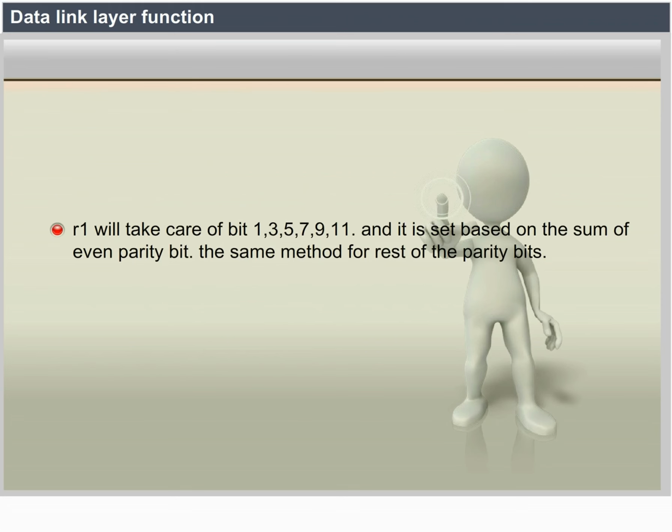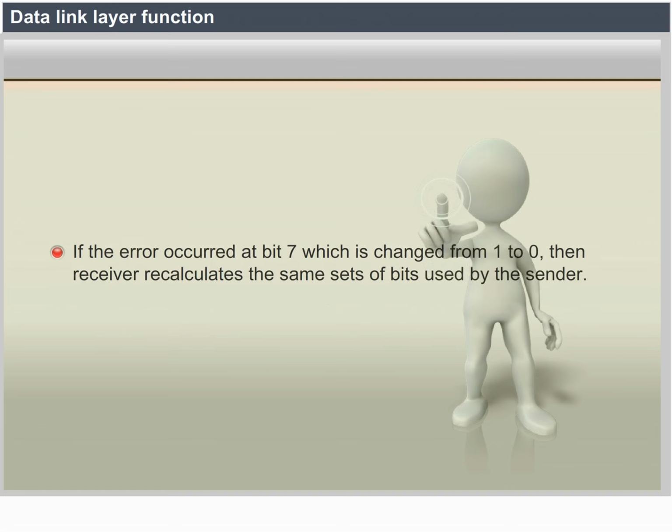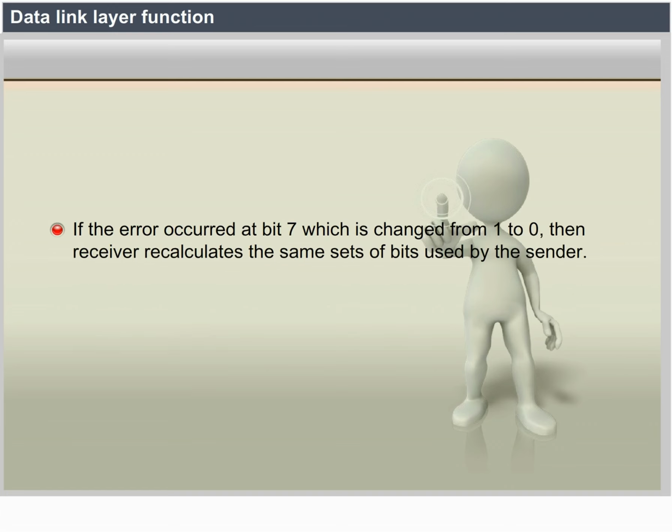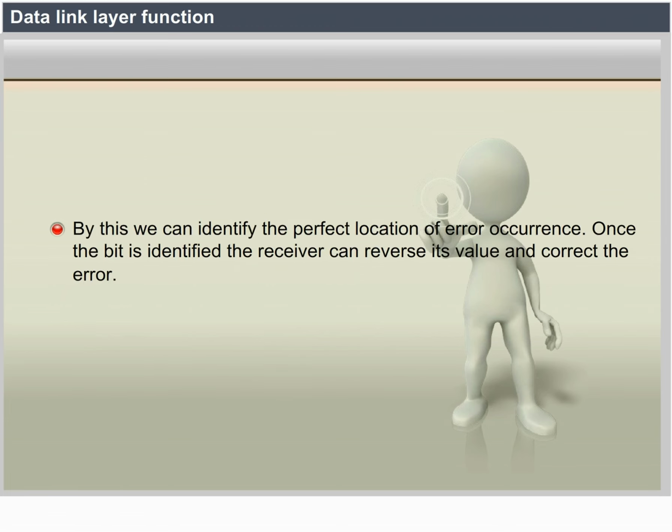R1 will take care of bits 1, 3, 5, 7, 9 and 11, and it is set based on the sum of even parity bits. The same method is used for the rest of the parity bits. If the error occurred at bit 7, which is changed from 1 to 0, then the receiver recalculates the same sets of bits used by the sender. By this we can identify the exact location of the error. Once the bit is identified, the receiver can reverse its value and correct the error.